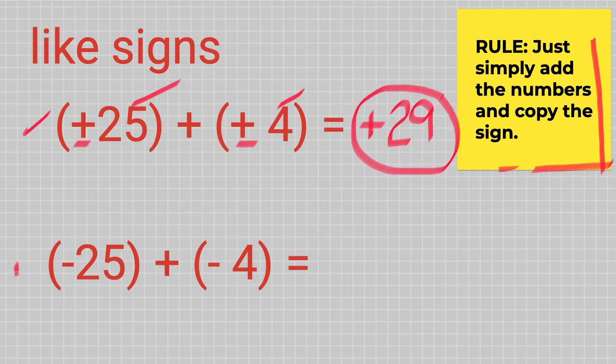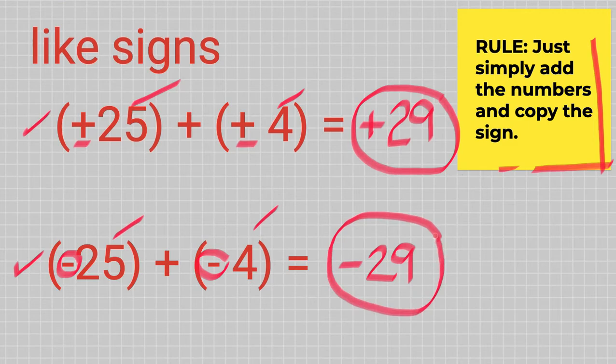Okay, now let's have our second example. Negative 25 plus negative 4. If you observe, the signs are the same. They are all negative. So therefore, we can directly add the numbers. 25 plus 4, and that is 29. After that, copy the sign, which is negative. So we can say negative 25 plus negative 4, the answer is negative 29.